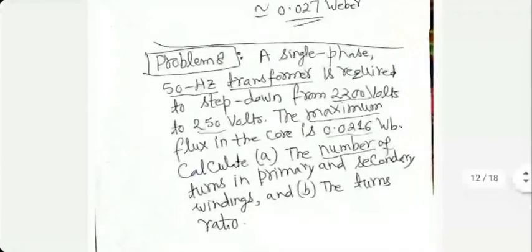Two more problems to go. A single phase 50 hertz transformer is required to step down from 2200 volt to 250 volt. So you know the turns ratio already, 2200 divided by 250. The maximum flux in the core is 0.0216 Weber. Calculate the number of turns in the primary and secondary windings and the turns ratio. Part B is simple anyway. Part A, you will require that equation again.